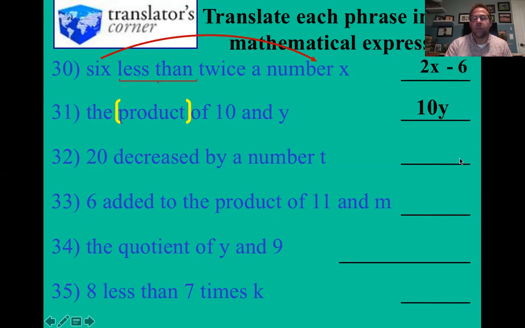Okay. All right. And number 32, 20 decreased by a number t. Okay, so I see the words decreased by.